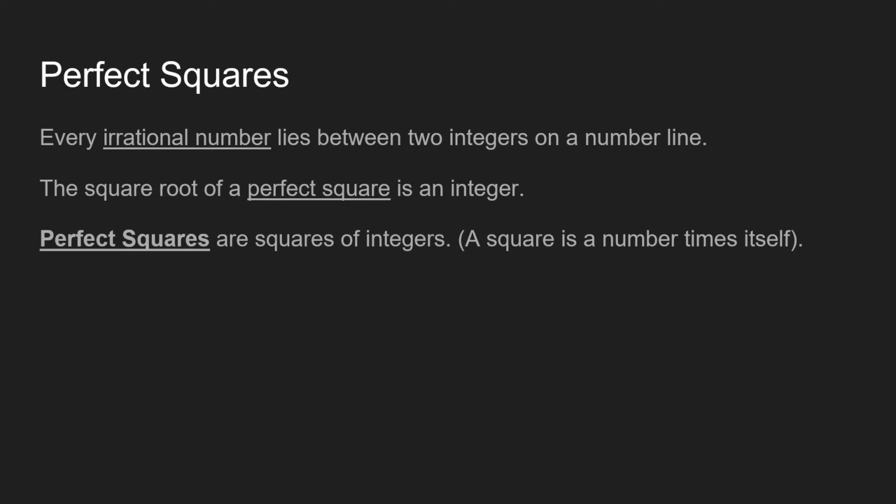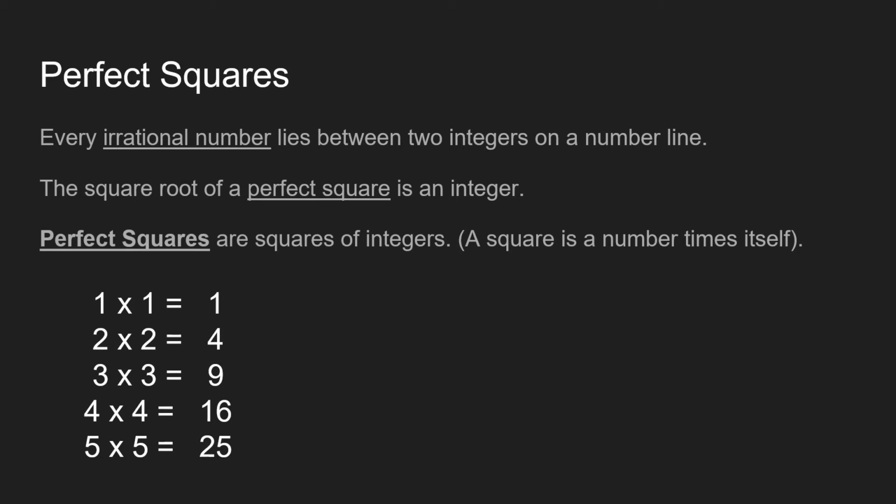Now let's talk about the idea of perfect squares. Every irrational number lies between two integers on a number line. The square root of a perfect square is an integer. Perfect squares are squares of integers, and a square is a number multiplied by itself.